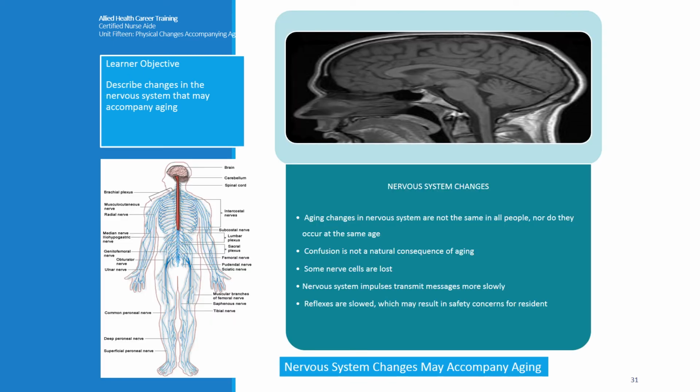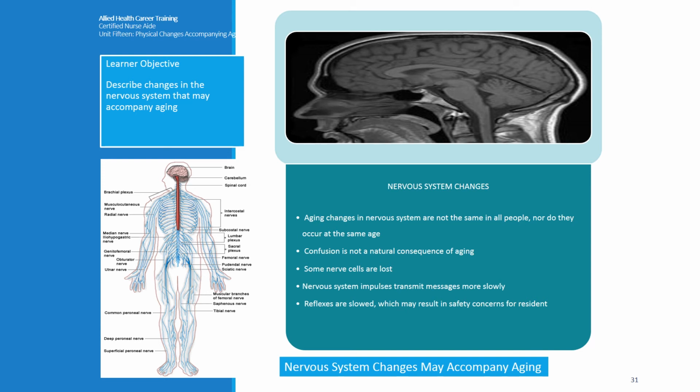So, some different nervous system changes that happen. Just keep in mind that the aging changes in the nervous system are not the same in all people, nor do they occur at the same age. So you may have someone with a stroke or MS. They may start showing symptoms at a much earlier age than somebody else, and that's okay. We're all different. So, confusion is not a natural consequence of aging. Please keep that in mind.